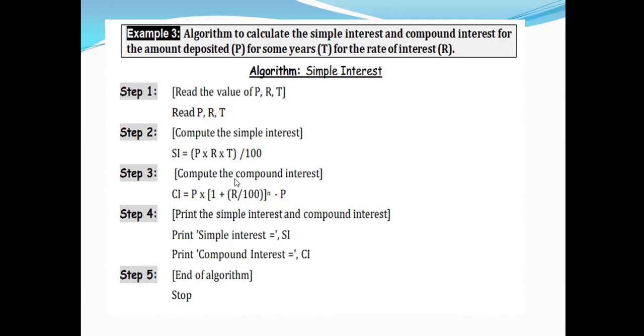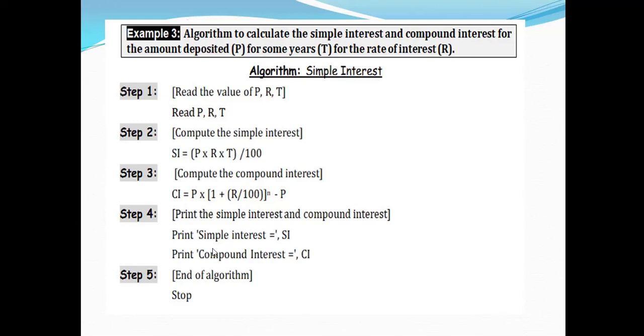In step 3, we are computing the compound interest. And the formula for the compound interest is CI equals P into (1 plus R by 100) to the power of N, minus P. This is the formula to calculate compound interest.